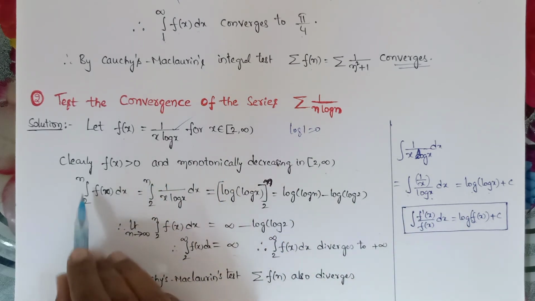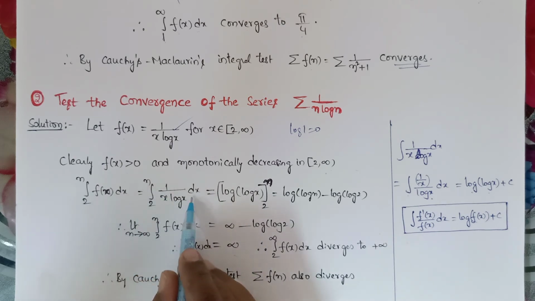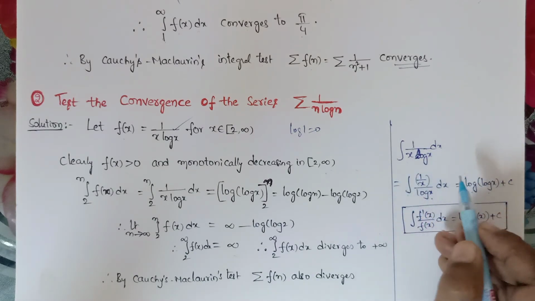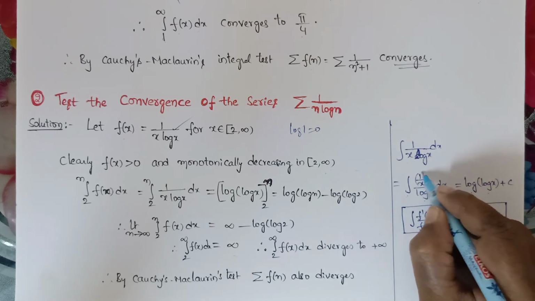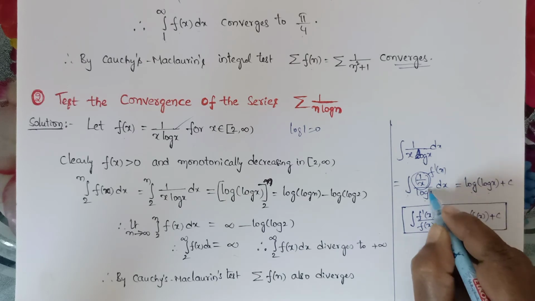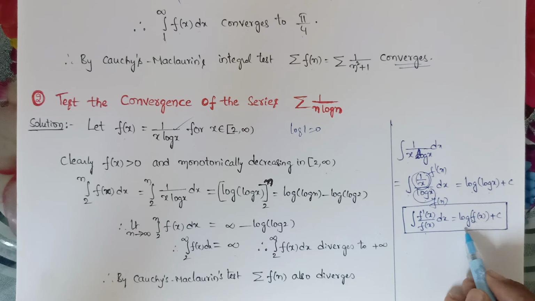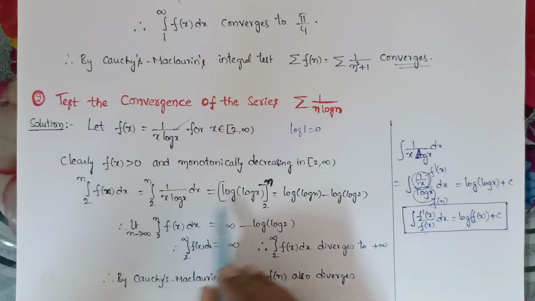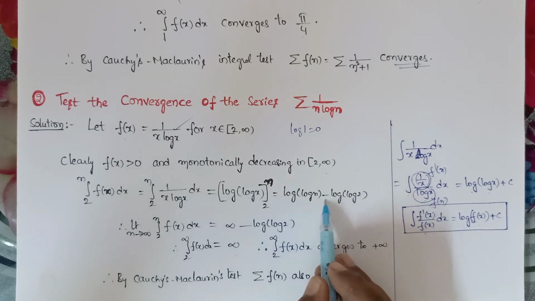Now we take integral 2 to n f of x dx equal to integral 2 to n of 1 by x into log x dx. Now we use here integral 1 by x into log x dx, which we write as integral of 1 by x over log x dx. It is in the form of integral f dash x by f of x. We know this formula: integral f dash x by f of x is log of f of x. Here f of x is log x, so we get log of log x. So on integrating, 1 by x log x gives log of log x. Now putting the upper and lower limits, log of log n minus log of log 2.